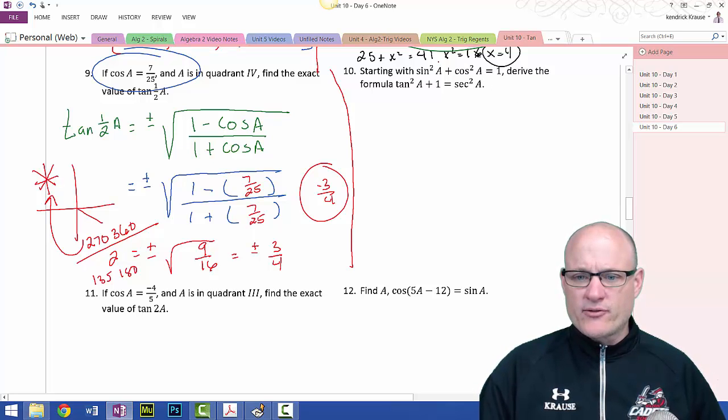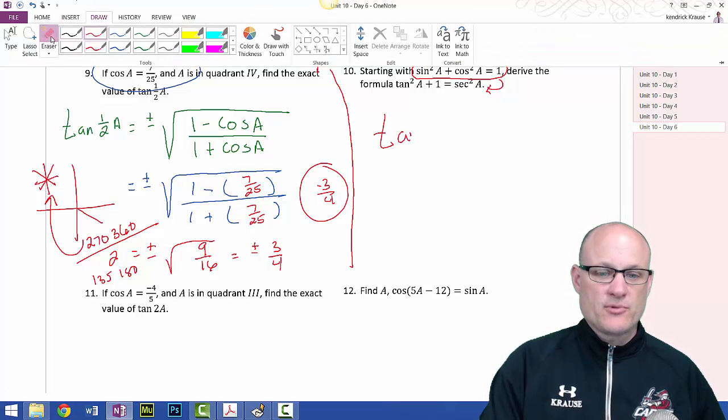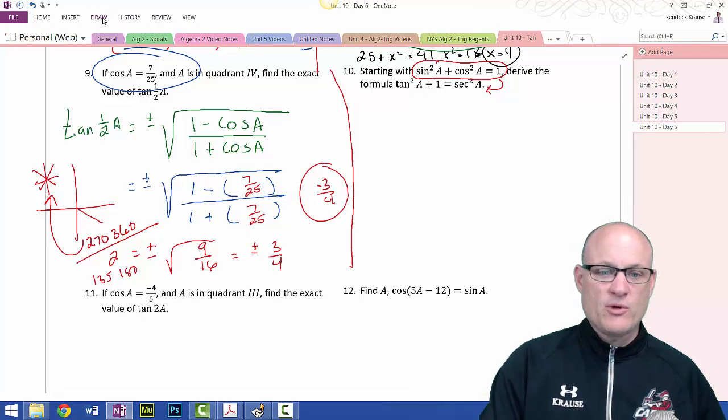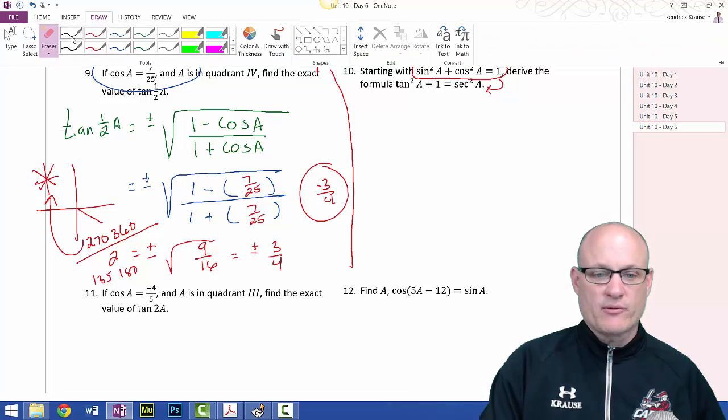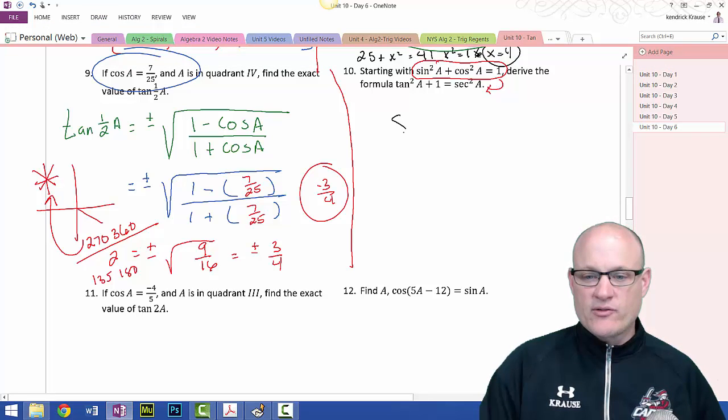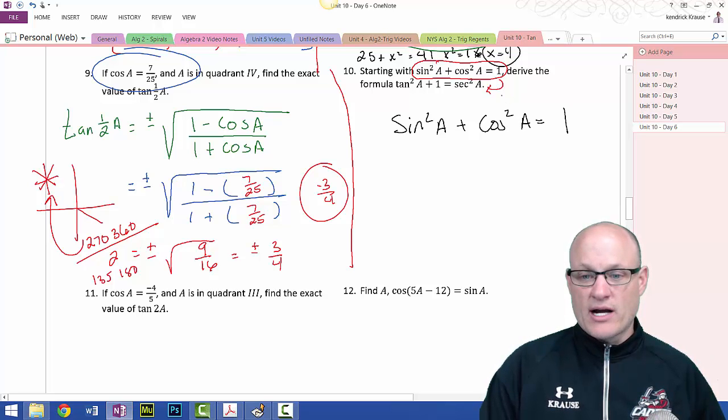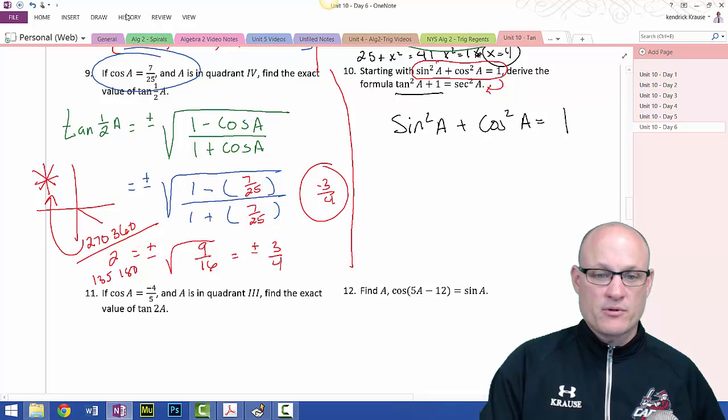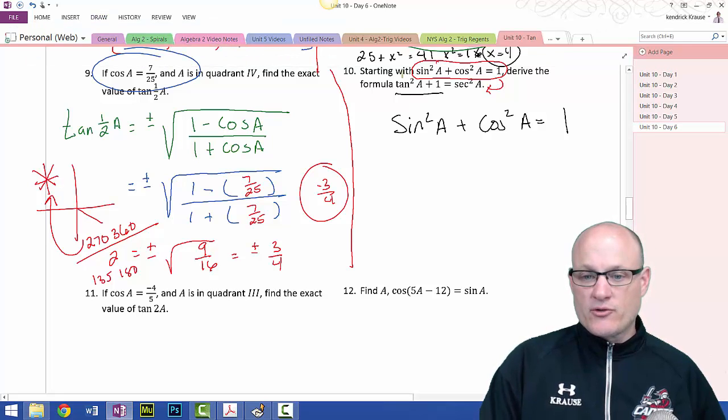All right. Starting with this, derive this. Well, we've already done it twice, so it shouldn't be difficult. So it said starting with, I forgot what I was doing. So starting with, the reason we put this on here is because it was on a Regents exam a few years ago. So starting with sine squared A plus cosine squared A equals 1, we want to derive this formula right here.